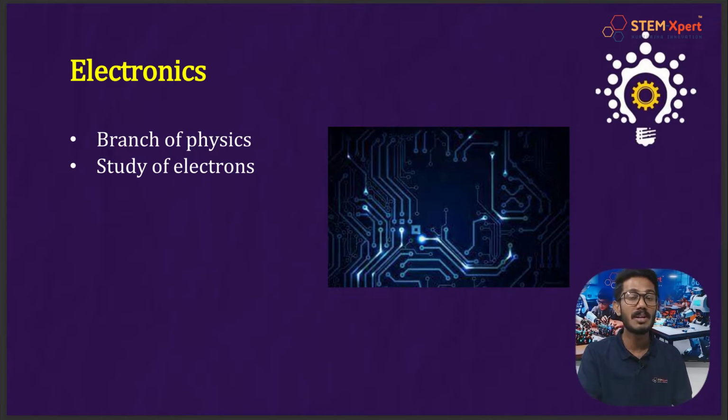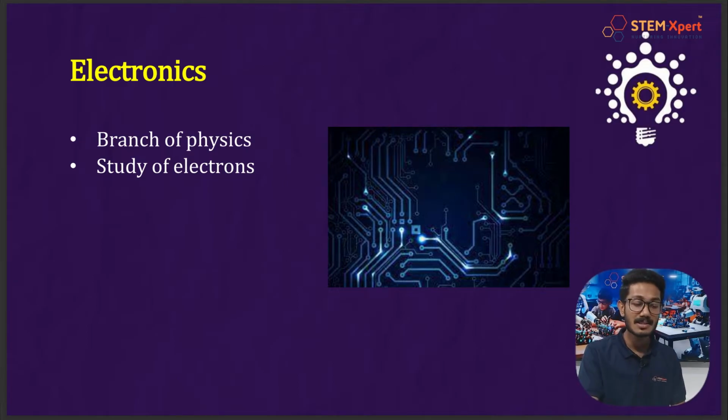So we can simply define electronics as a branch of physics which deals with the study of electrons. So what about electrons? Do you know what electrons are? But you must be aware of electricity, right? Yes, so basically electricity is the flow of electrons. I hope you have understood the concept of electronics.